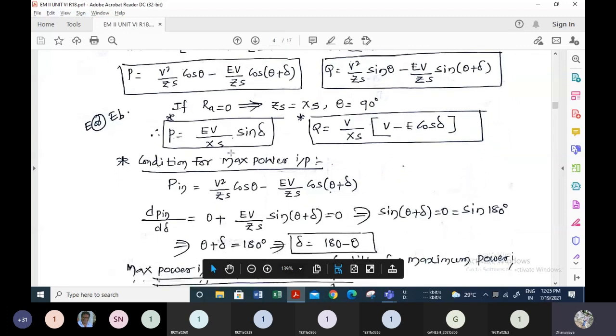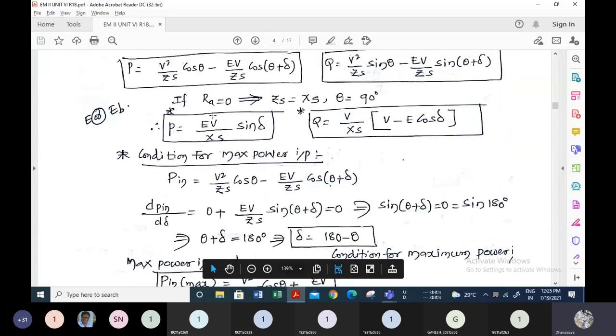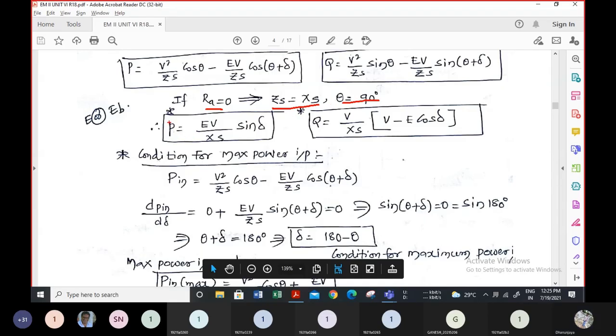Again, a similar expression, we already derived the same in the synchronous generator also. In case the RA value is assumed very small, then ZS will be equal to XS, and theta will be equal to 90 degrees. So if I substitute all these values, when theta equals 90, cos 90 is equal to 0. So that term will become 0 here. And what are we left with? So here in total we will get the expression P equal to EV by XS into sin delta. Even in the synchronous generator the expression is the same.